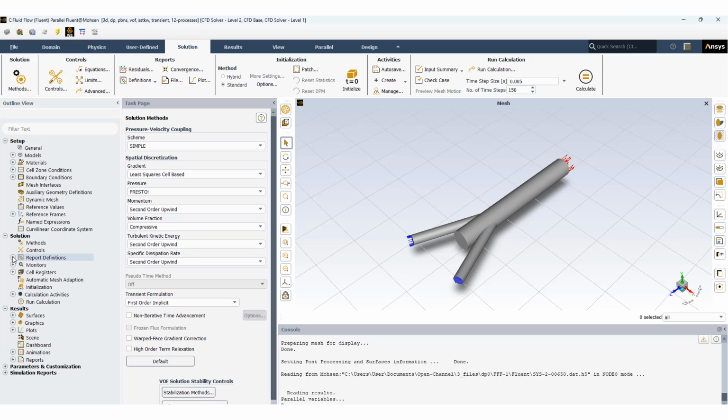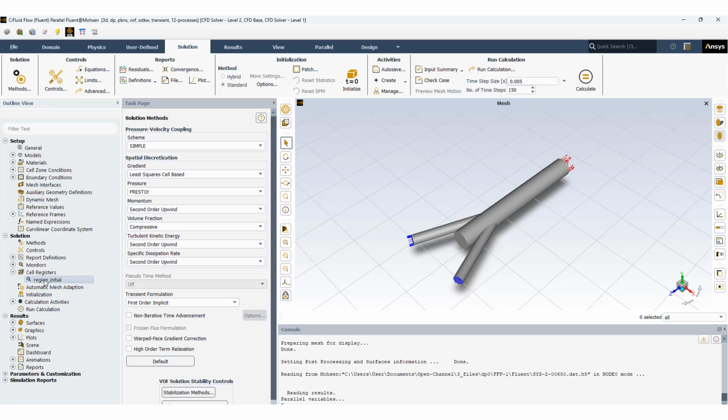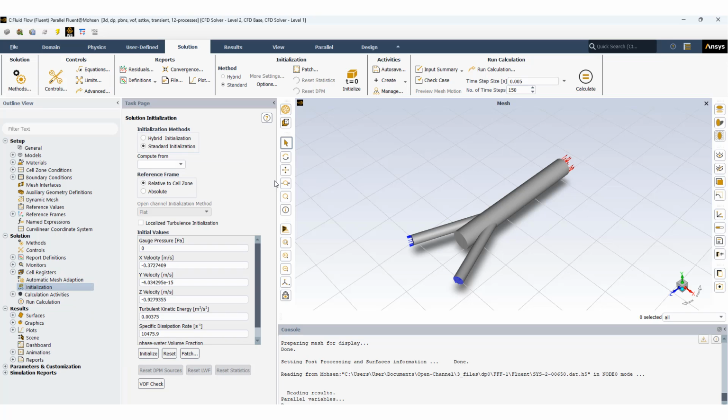Other things is that I already defined a region. I call it region initial, similar to the previous cases in part 1 and part 2. And these dimensions are again according to the geometry that I already built. I use this for patching. I initialize the model.